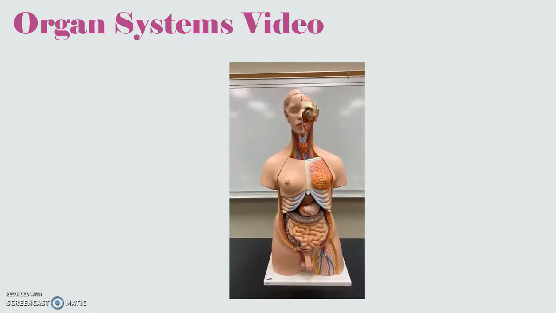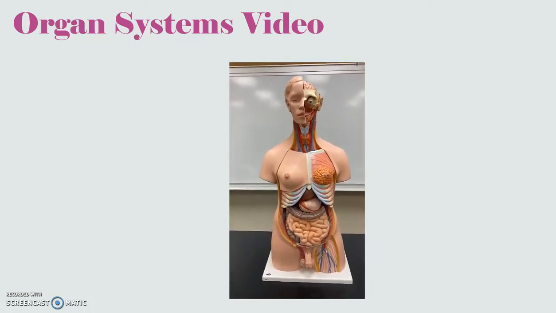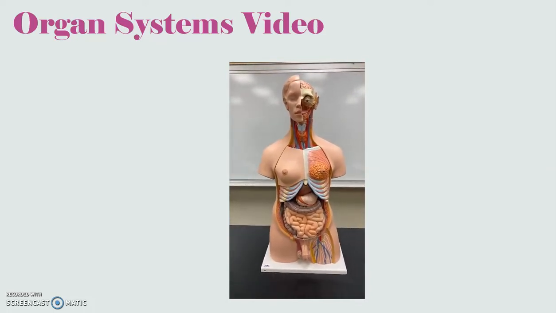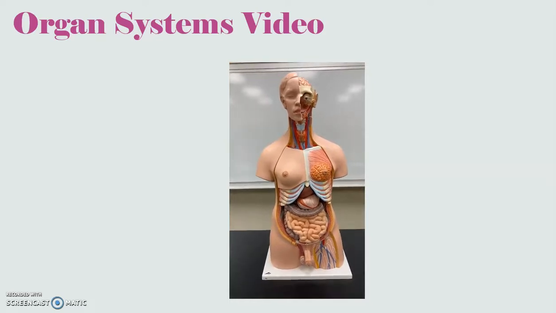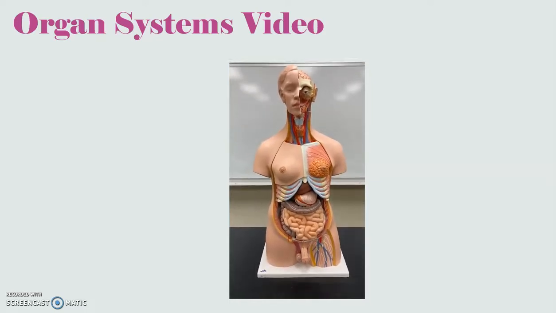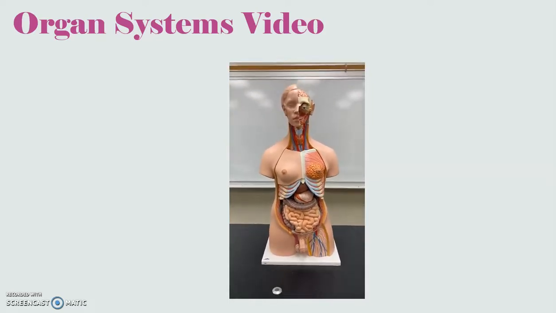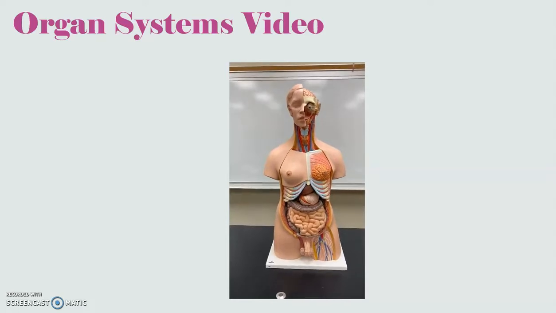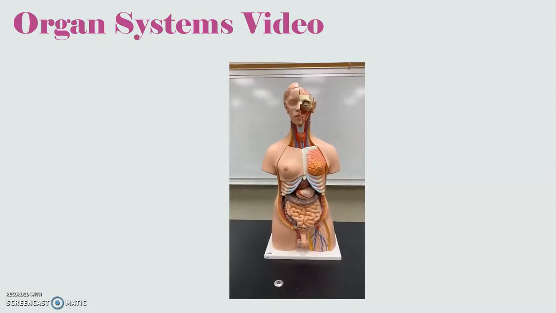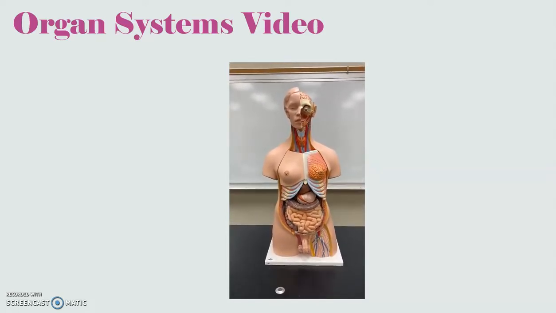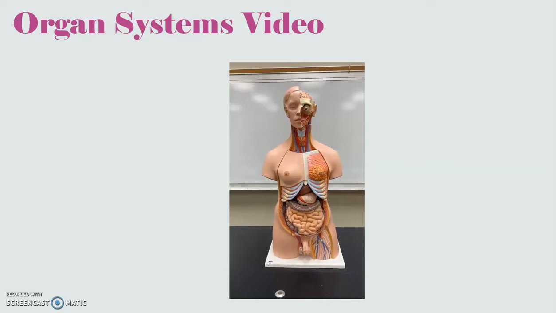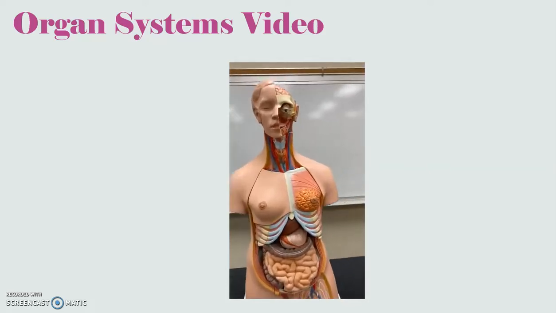Welcome. This is the human torso. It's a half torso, so we only see all of the upper limb and a little bit of the lower limb. Today's topic with this model will be our organ systems. I'm going to identify your organs here, as well as your 11 body systems of the human anatomy.